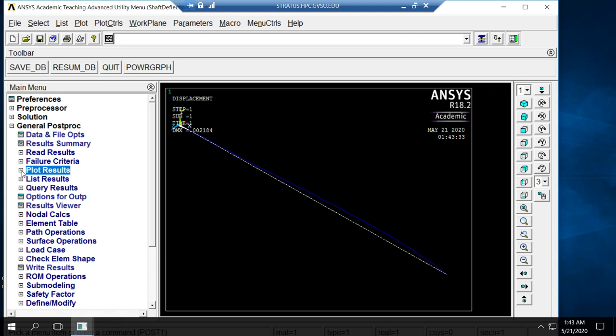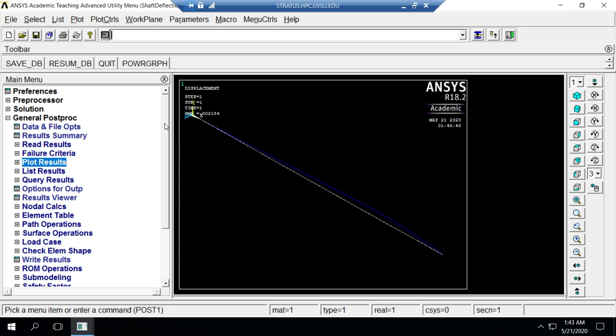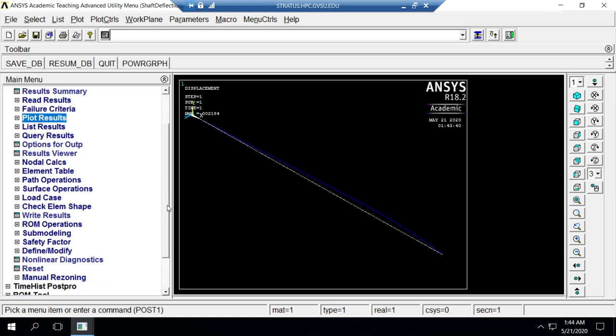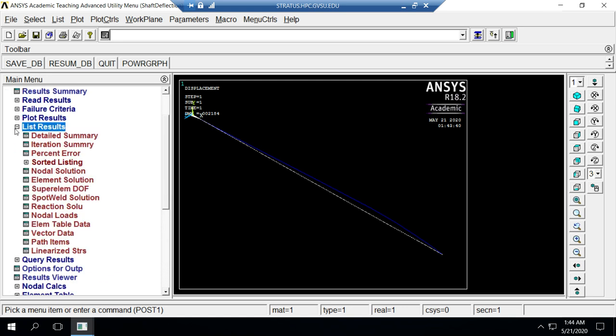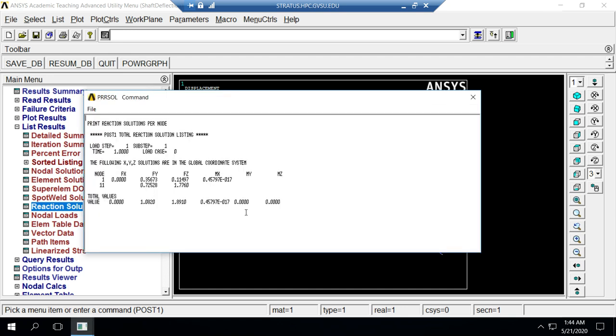After that, to double check the accuracy of our model and see everything is good, I'm gonna show you ANSYS has found reaction forces at the bearings, left and right. So I want to compare it with our hand calculation. So let me see where that was. It's gonna be here, list results, reaction solution, you see here, and then I say all items.